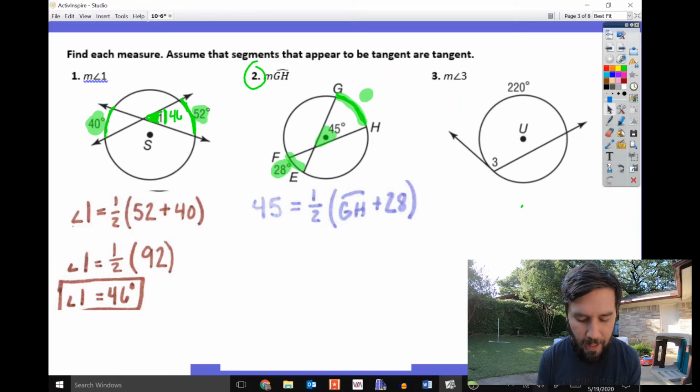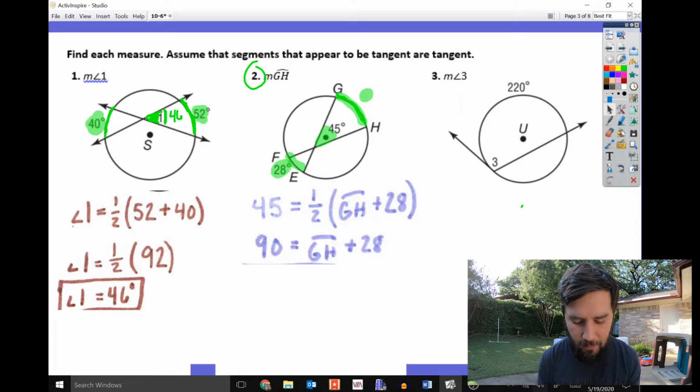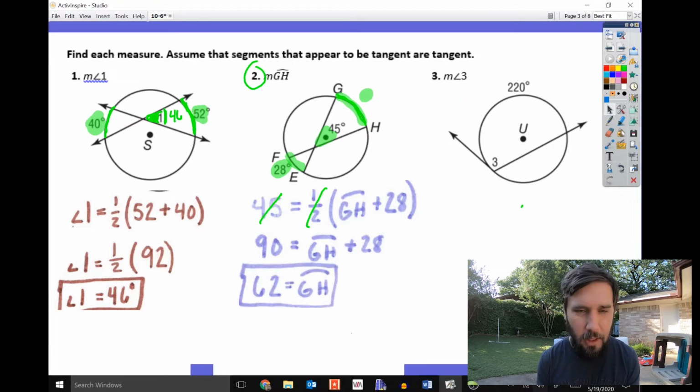So I'm going to first double everything. I'm going to get rid of the 1/2 by multiplying both sides of the equation by 2. If I multiply this by 2, I get arc GH plus 28. I'm going to double it and cancel this 1/2 out. And I'm going to double 45 and get 90. So I'm going to double everything. And then finally I'm just going to subtract 28 over there. And you will get 62 degrees is the degree of this arc. So it has to be 62 degrees.